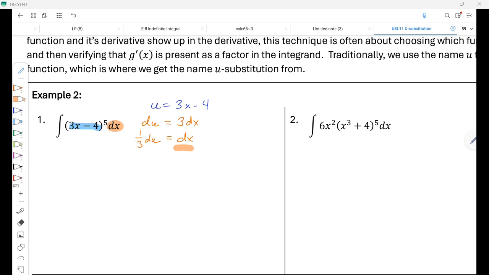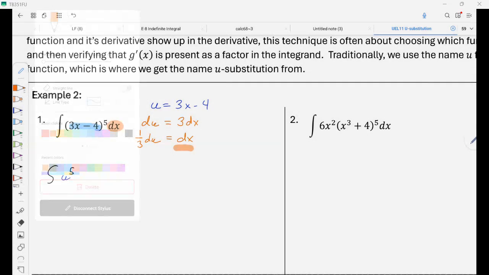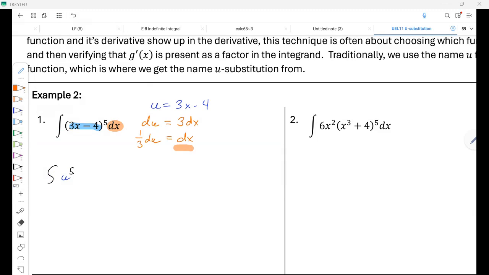So now, an algebraically equivalent integral. Instead of 3x minus 4, I've said that 3x minus 4 is u. So I'm going to write u to the 5th power. My u's in blue, my 5's in black, because the 5 came from the function. That is the function we're integrating. We're integrating something to the 5th power. So that 5 actually is the function. And we know that dx is 1/3 du. So this is all multiplication. I'm going to bring the 1/3 out because it's a coefficient, and I'm going to write the du there.